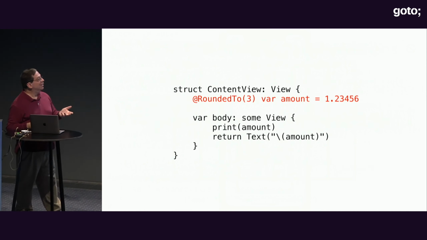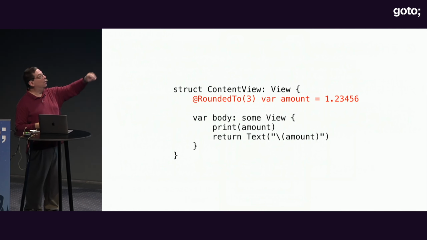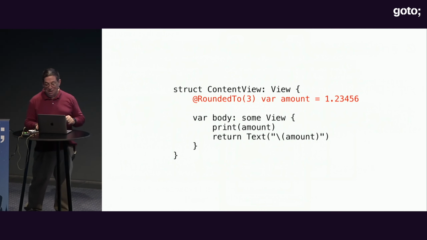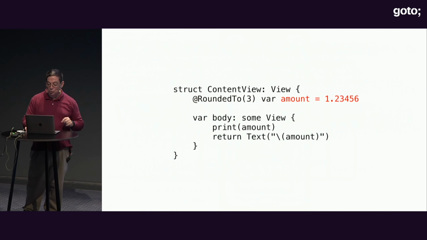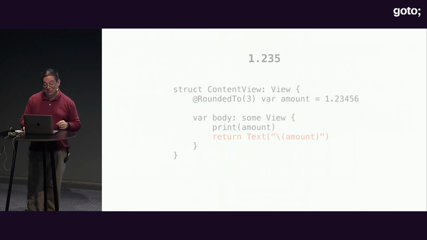Isn't this incredible? We can just say round it to 3. That's what we're decorating 1.23456 with. And now we can just round this amount to 3 places, and we get 1.235. I think that's pretty slick.